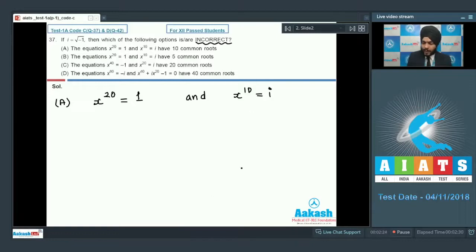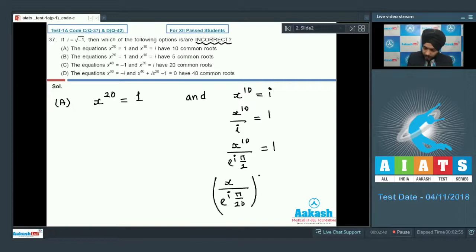Let us talk about x^10 equal to iota. This can be written as x^10 upon iota equal to 1, and this can be written as x^10 upon e raised to the power iota pi by 2 equal to 1, and which is further equal to (x upon e raised to the power iota pi by 20) whole raised to the power 10 equal to 1.